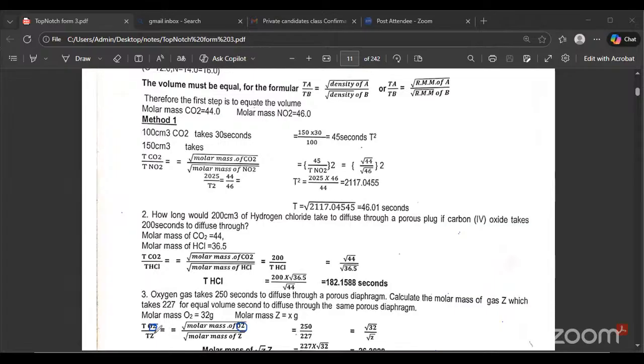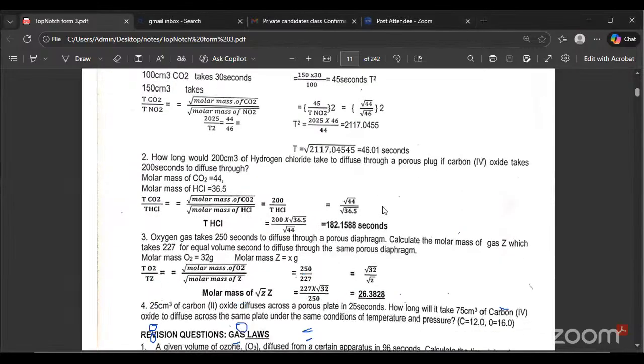And we have T now for the gas which we do not know. We have been given that it is gas Z, so we say T of Z for the gas: the time for Z to diffuse over the molar mass of Z. So it is 250 over 227 is equal to the square root of 32 over the square root of Z, which we do not know at this time, but we are looking for it. That is the good thing. So you are getting it now. The molar mass of Z square root is equal to 227.